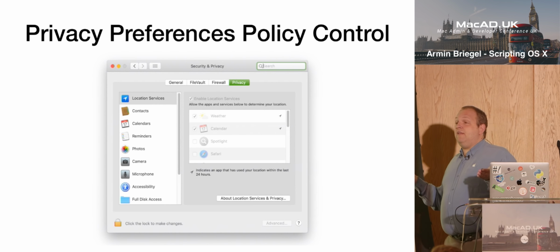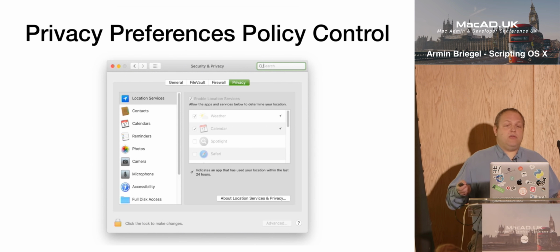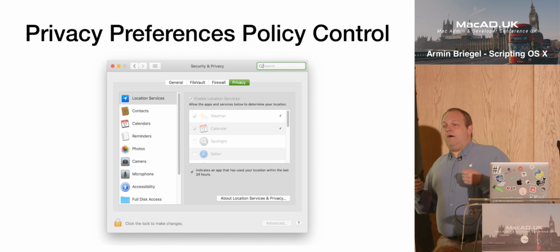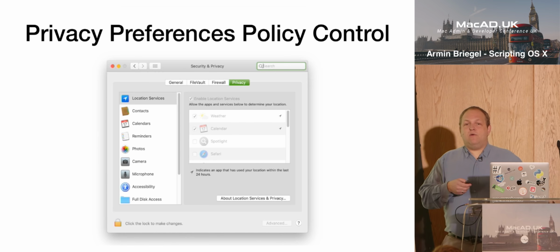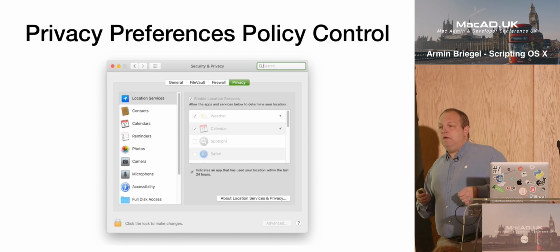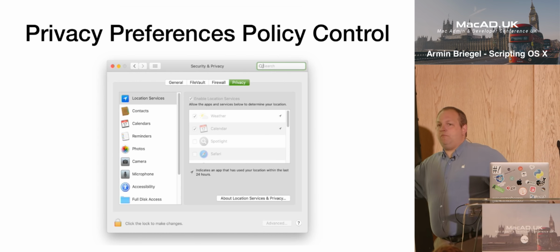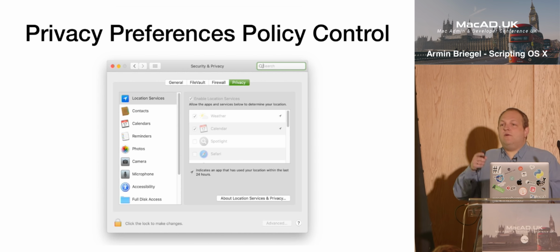And this extended in 10.14 with Mojave, with the privacy preferences policy control, which we used to that on iOS. On iOS, the phone will ask you all the time, this app wants to access your contacts. This app wants to access your photos. This app wants to access your microphone. And you say, OK, OK, OK.